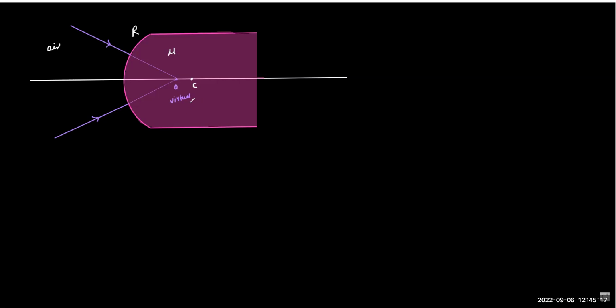So when the object is virtual, the question is, what will be the mu for the object? Should we take the mu of the medium, or should we take mu of the air? How do we decide the mu? Sir, of the medium. Mu of the medium.